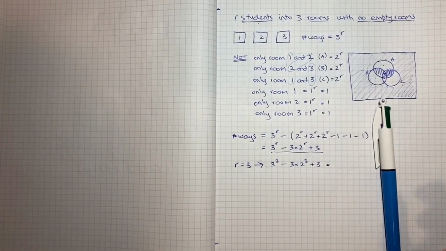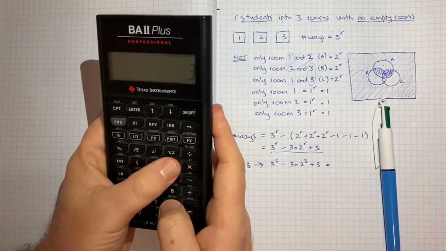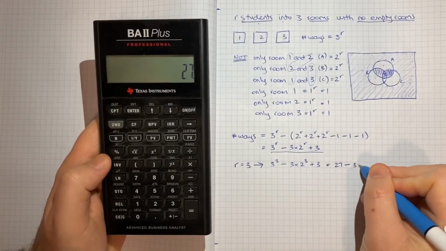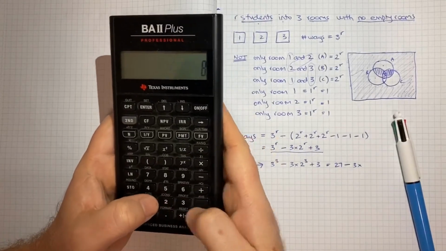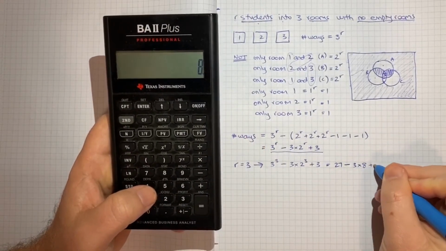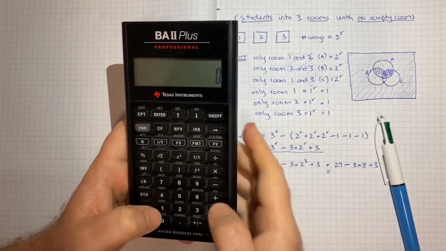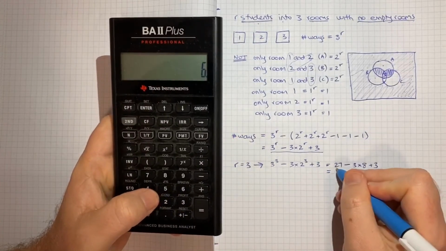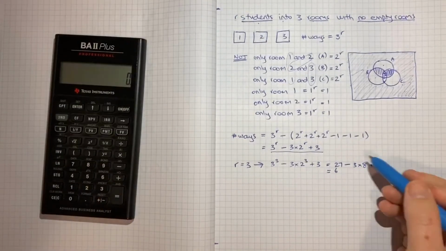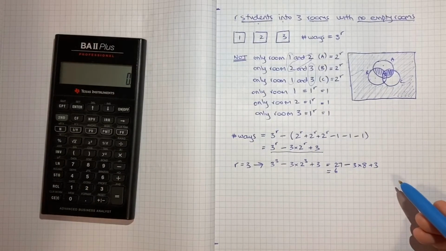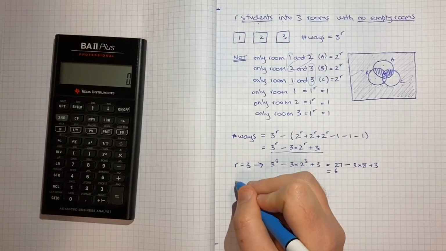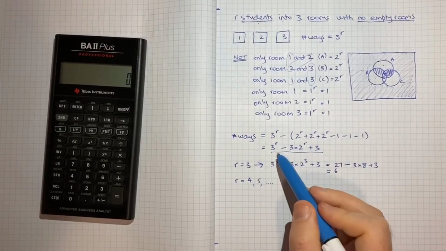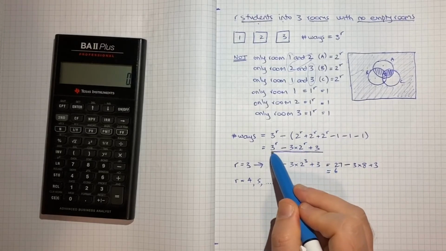I'll just get my calculator and we'll put that in. 3 to the power of 3 is equal to 27 minus 3 times 2 to the power of 3 is equal to 8 plus 3, which equals 27 minus 3 times 8 plus 3 is equal to 6. And with a number that small, you could probably draw out all the ways just to test what you're doing. And you could then say, what does this look like if r is equal to 4 or 5 or any number you like, and this solution should give you the answer.